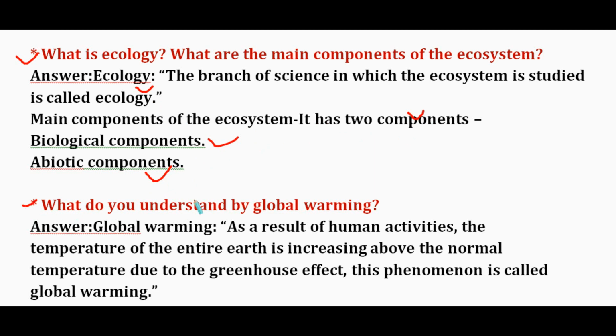Next question is, what do you understand by global warming? Global warming: as a result of human activities, the temperature of the entire earth is increasing above the normal temperature due to the greenhouse effect. This phenomenon is called global warming.